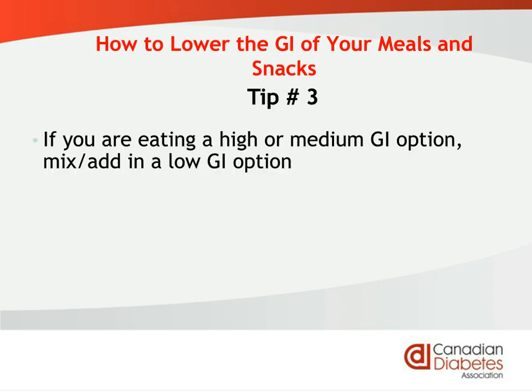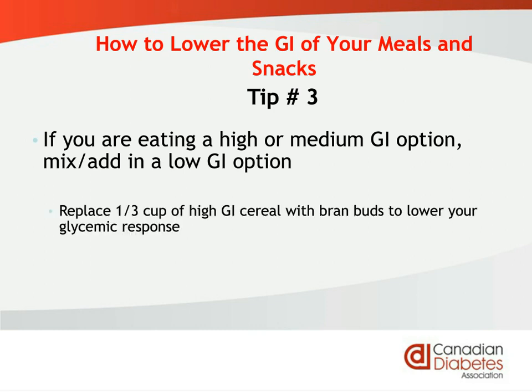So the third tip that I have here is if you are eating a high or medium GI option, mix or add in a low GI option. What I mean by this is a few different things that you can try doing. The first one is if you really like cold cereal and it's a higher GI option, you could replace a third of a cup of the high GI cereal with bran buds, and this will help lower your glycemic response to that cereal. So you won't be adding the bran buds, you'll actually replace the cereal with a third cup of bran buds.